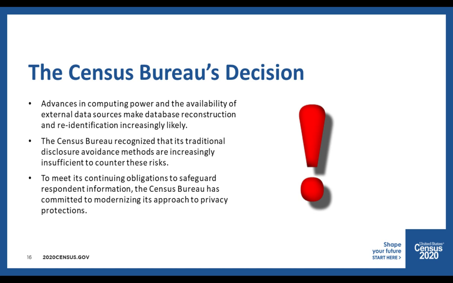Recognizing the growing threat posed by the proliferation of external data sources and the increasingly powerful algorithms that can perform these reconstructions, the Census Bureau recognized that our traditional approaches to protecting privacy in our public data products are increasingly insufficient. So to meet our continuing obligation to safeguard respondent information, the Census Bureau is committed to modernizing our approach to privacy protection, and we've adopted differential privacy for the 2020 census.